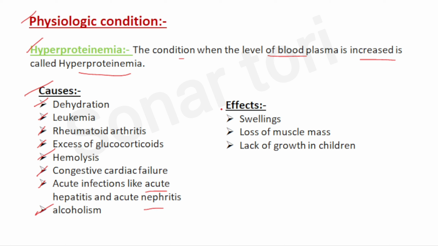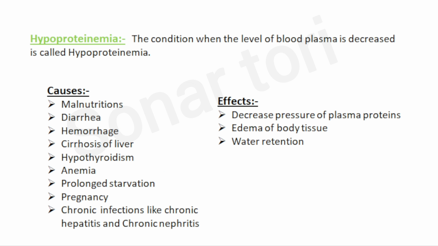Then there are some effects of hyperproteinemia: swelling, loss of muscle mass, lack of growth in children. Then the second condition is hypoproteinemia. The condition when the level of blood plasma protein is decreased is called hypoproteinemia.